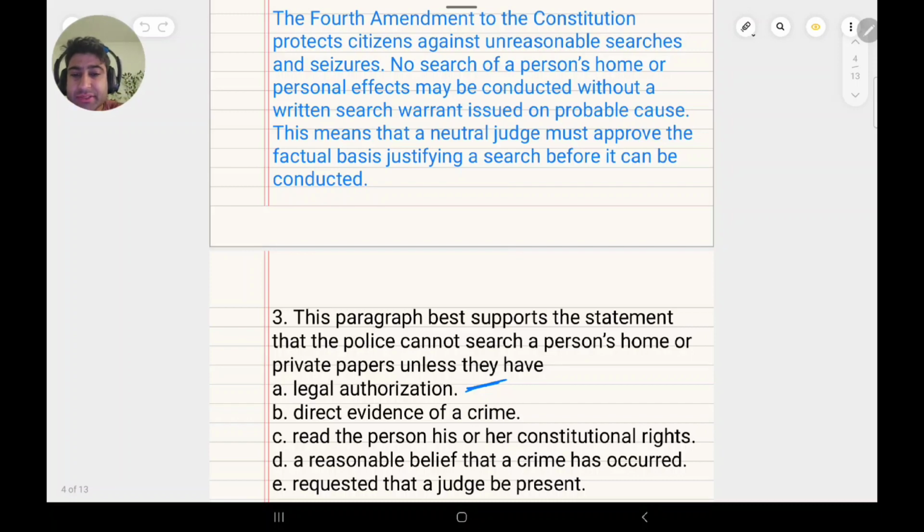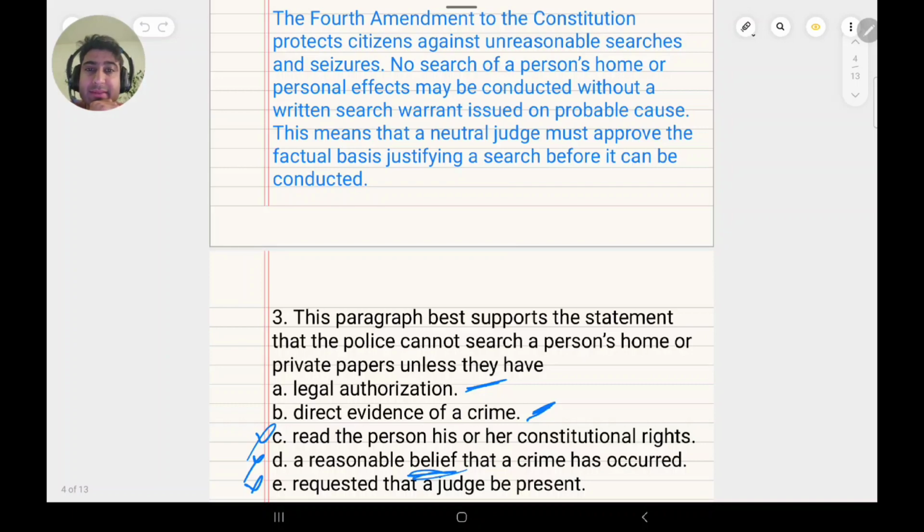Let's keep it aside because direct evidence should be there, right? Read the person his or her constitutional rights. No, I don't think so. This will not be a reasonable belief that a crime has occurred. Reasonable belief, no belief should be there. Requested that a judge be present. Nothing is like that. Now, what they're talking about is direct evidence of a crime.